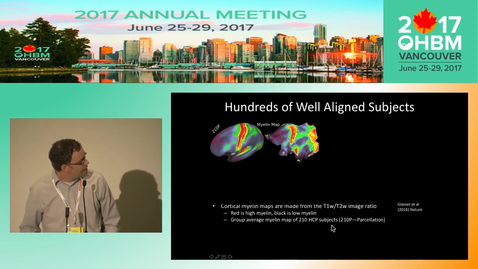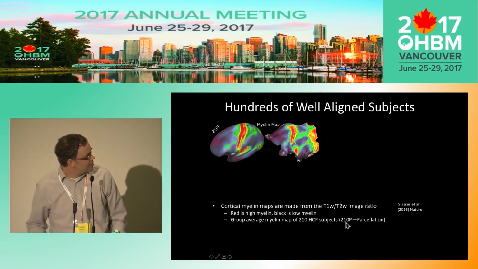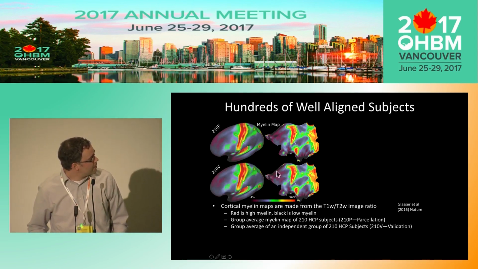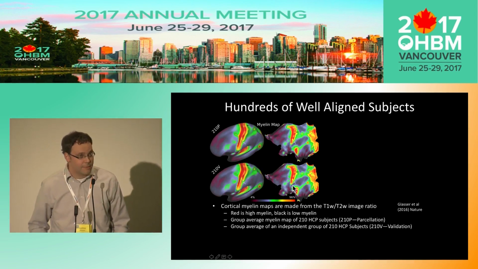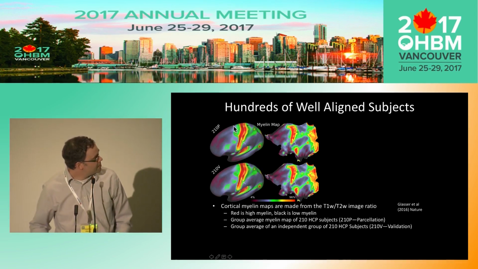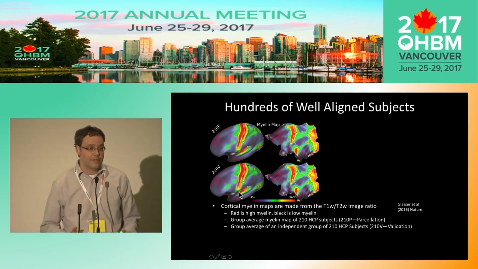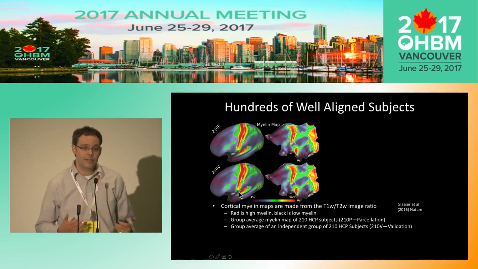This is a group average of 210 subjects. We'll call it 210P, and we'll use this group throughout the talk here. This is another independent group of subjects, no family relationships between these two groups, no subjects the same. We've averaged on the surface after doing the areal feature-based registration. We haven't done any smoothing.